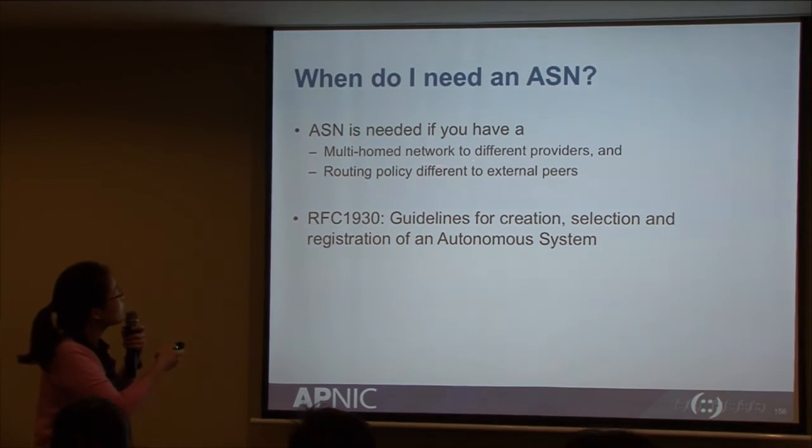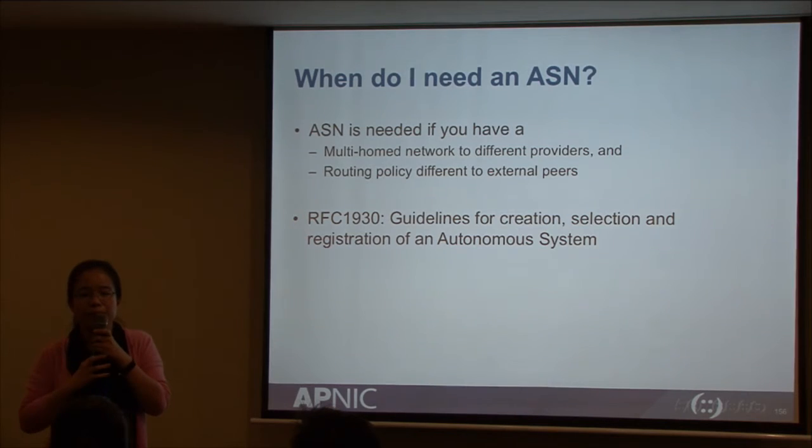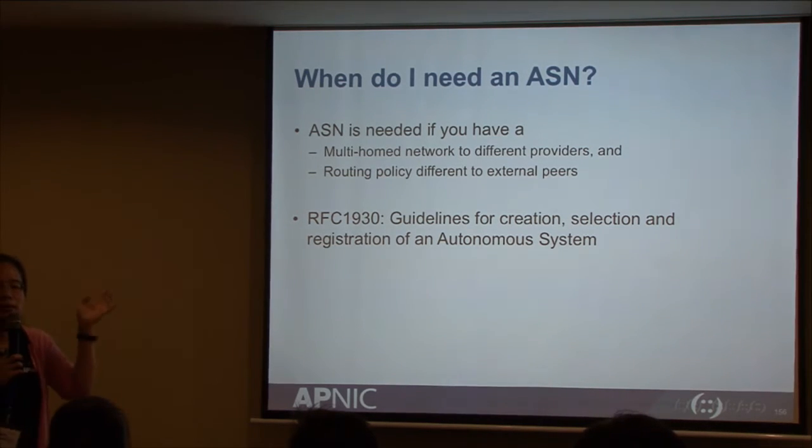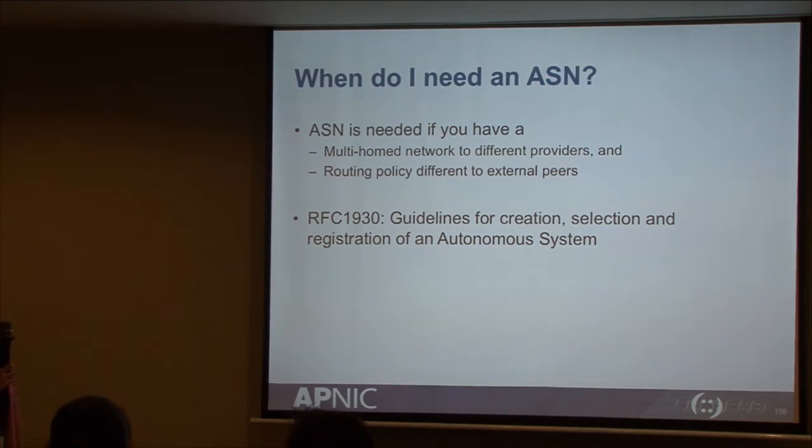So, a multi-homed network to different providers. If you are multi-homed to different providers, with different policies for each provider, then you need a public AS number. Also, when the routing policy is different to external peers, you need to describe your situation, and then you can apply for a public AS number, based on your situation.